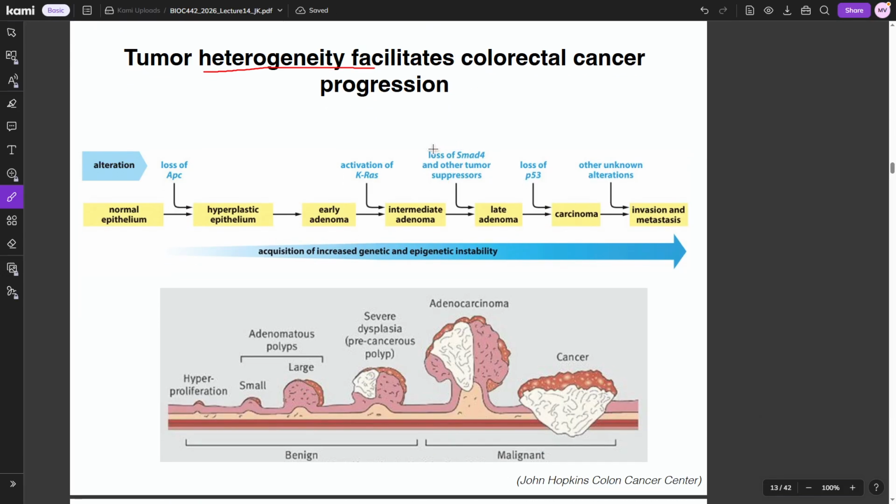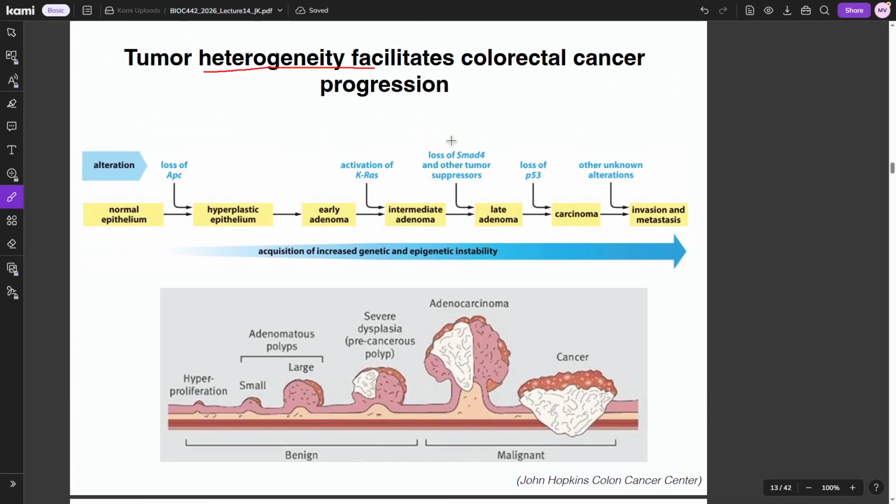So basically, this process of mutating, replicating, and mutating again is what drives colorectal cancer progression, and ultimately is one of the things that stops it from being easily treatable for a lot of cancers, really.